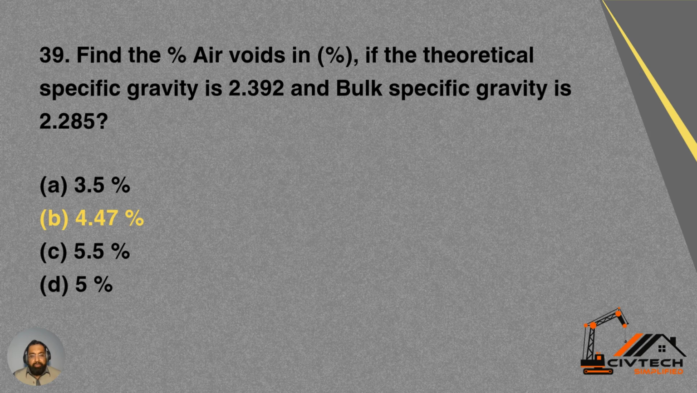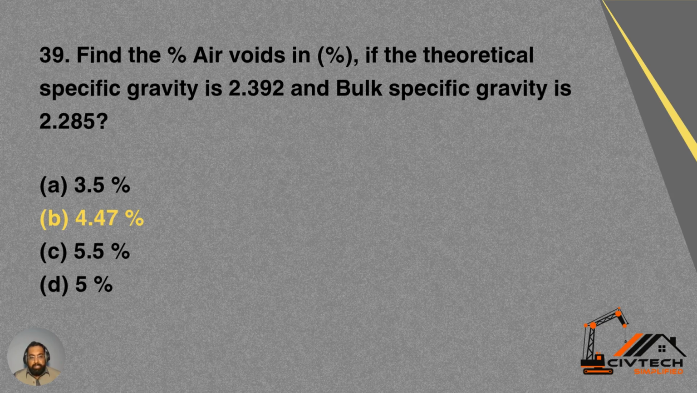Question 39. Find the percent air voids in percentage if the theoretical specific gravity is 2.392 and bulk specific gravity is 2.285. So what would be the percentage air voids? Option A, 3.5%. Option B, 4.47%. Option C, 5.5%. Option D, 5%. So B is the correct answer.